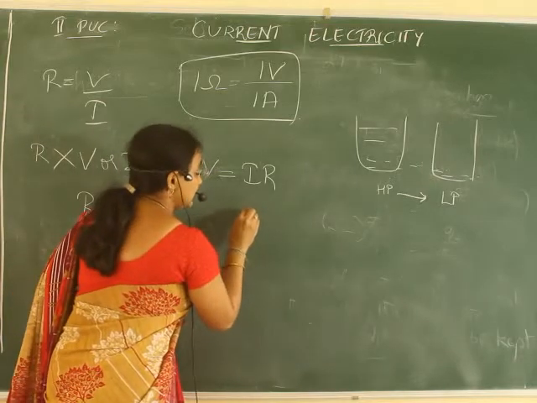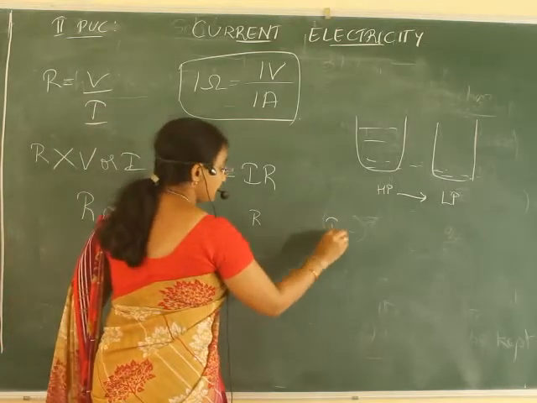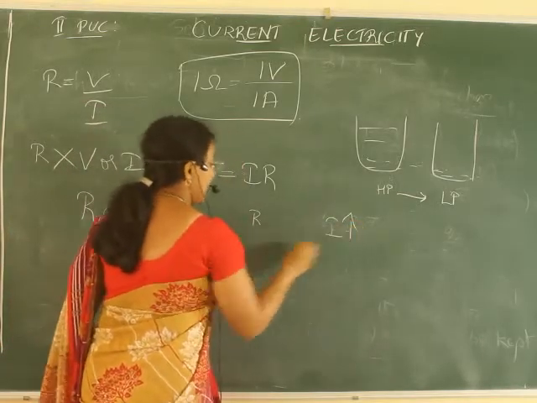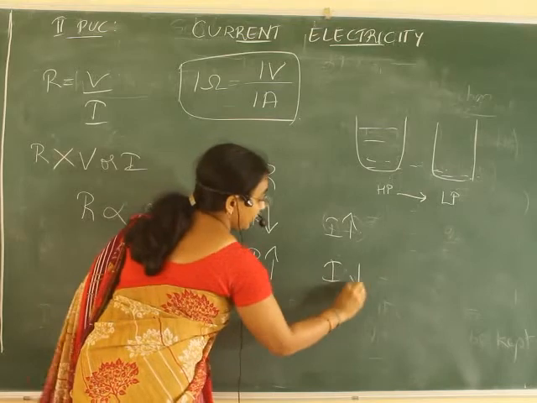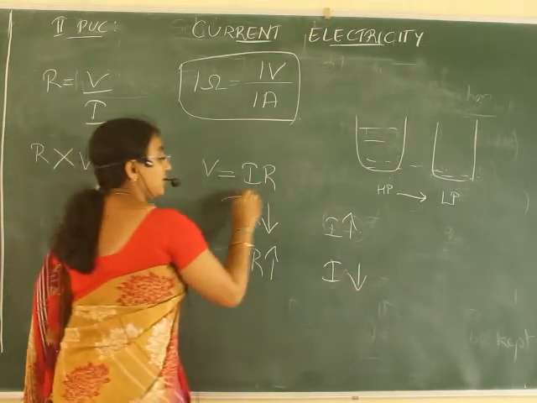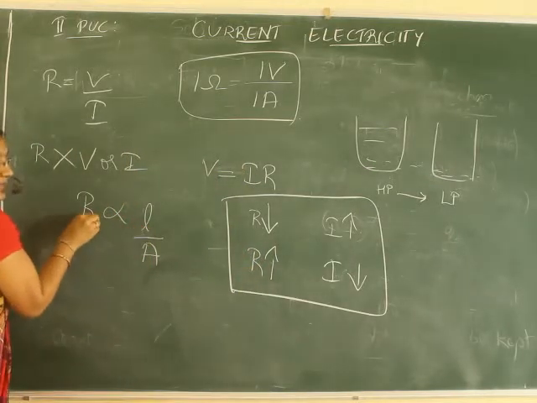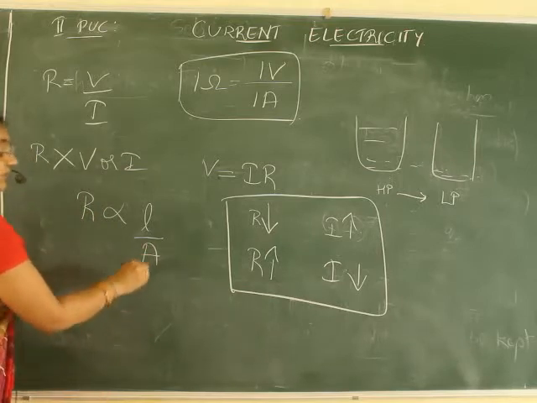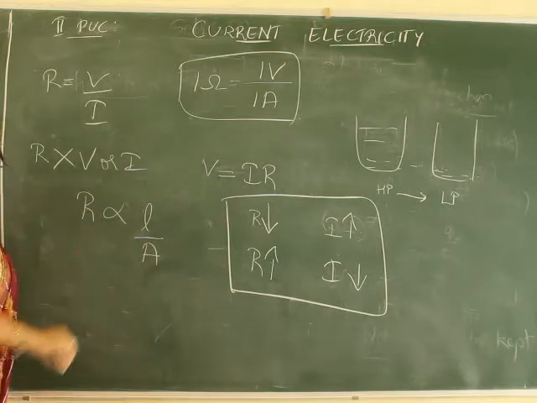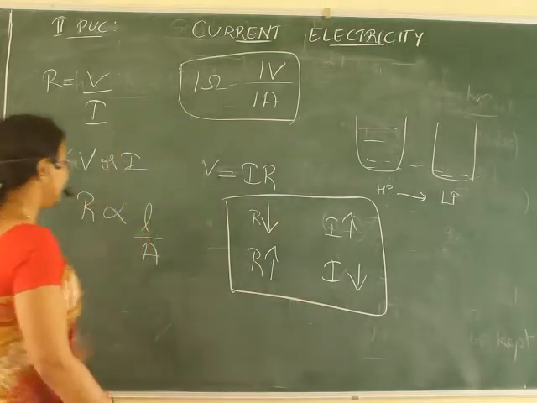Resistance is nothing but opposition for the flow of current. So, as resistance increases, current will decrease. This you should not forget. Understood? As the length increases, resistance will increase, and therefore current will decrease. As the area of cross section increases, resistance will decrease, and therefore current will increase. This relation you should know.